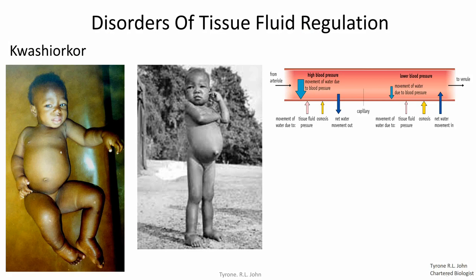The disorder is called kwashiorkor. Okay, and the images there of the children, you can see hopefully that pretty much the whole of their bodies are swollen. If you look at the one on the left here, you can see the swollen belly, the legs, the feet. Certainly that one there is very, very swollen. The hands, the arms. So the whole body there is abnormally swollen. The same goes with the image on the right.